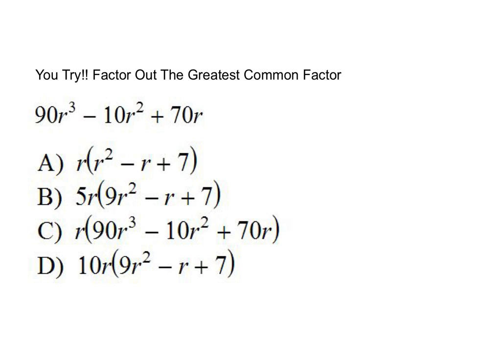So now you try factor out the greatest common factor. Okay, so if I just look at my numbers, I have 90, 10, and 70, and I should know that the greatest common factor would be 10. Option D is the only one that's giving me 10 as an option, and I could take out at least one r from each term, so 10r, and then that means D would be my correct answer.